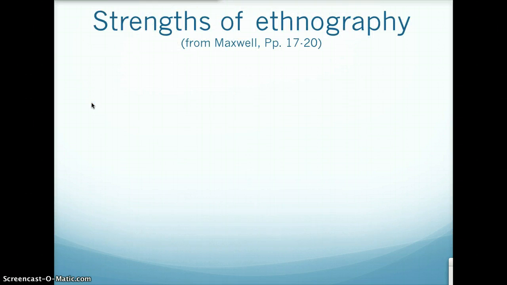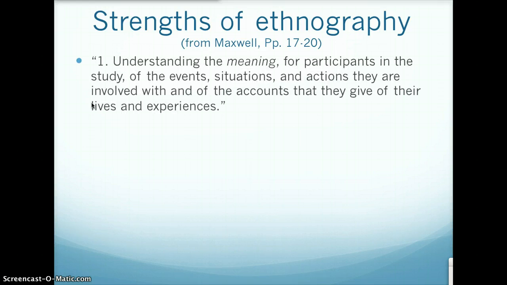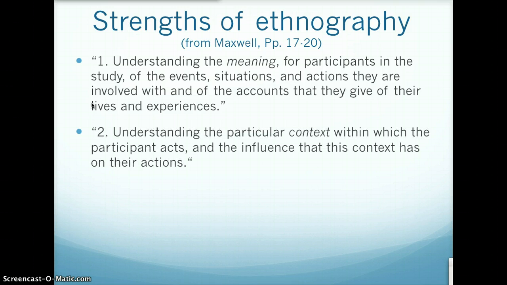There are several strengths of ethnographic methods when done well. They can help us understand the meaning for participants in the study of the events, situations, and actions that people are involved with. Ethnography can also help us with the understanding of the context within which people act and the influence that this context has on their actions.